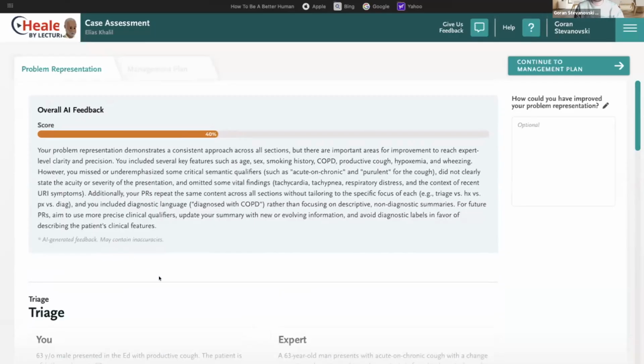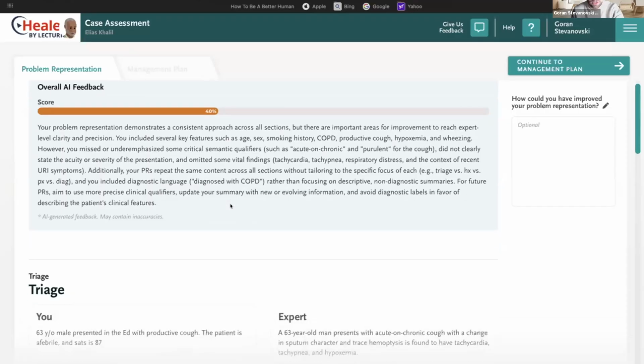As busy educators, more often than not, we don't necessarily have the time to type out detailed feedback for all of our learners. And this is a really good way for them to go through and see. It demonstrates a consistent approach across all sections. There are important areas for improvement, and it tells us which ones.